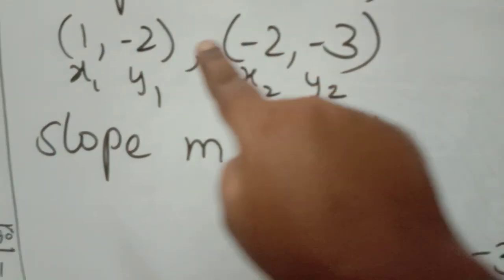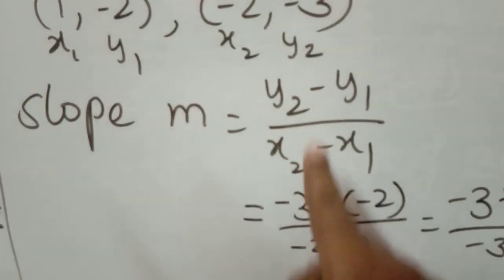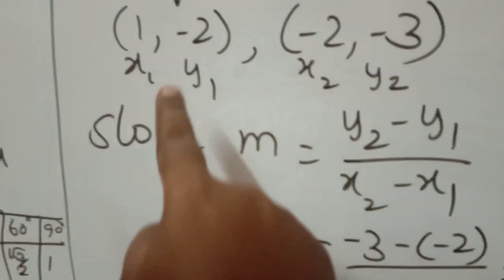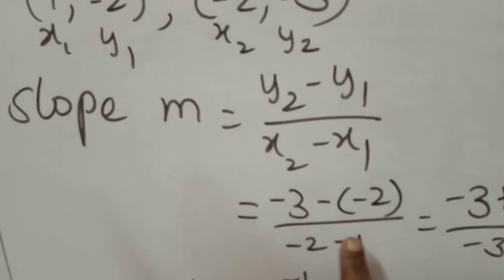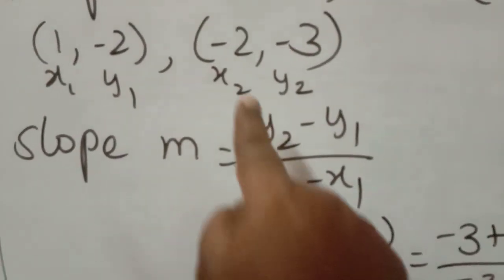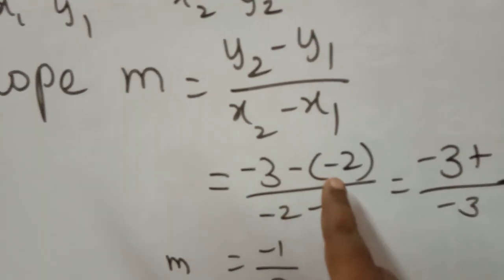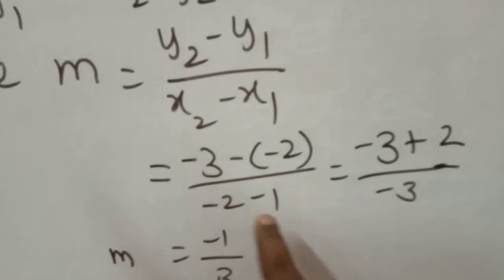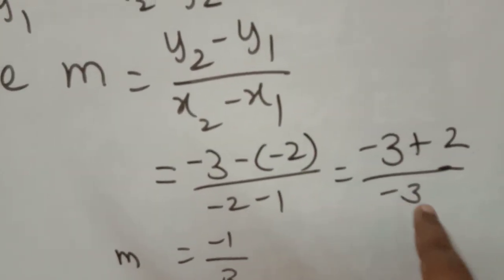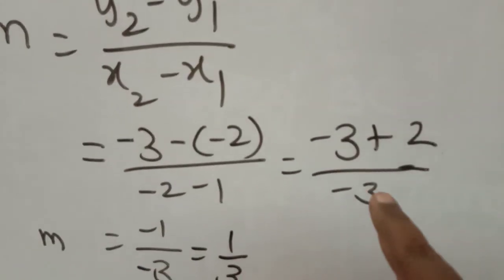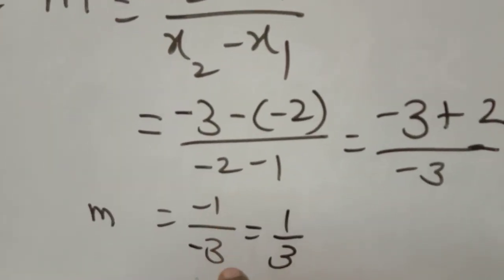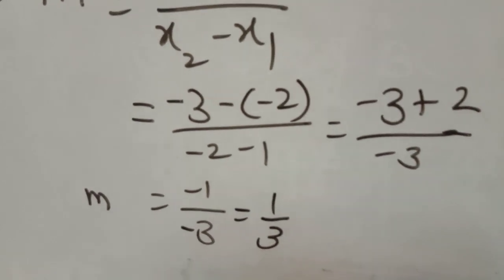So slope m is equal to y2 minus y1 by x2 minus x1. y2 is minus 3, minus, in brackets, y1 which is 2, so minus 2, by x2 minus x1: x2 is minus 2 minus 1. Minus into minus is plus, so minus 3 plus 2 by minus 2 minus 1, which is minus 3. So minus 3 plus 2 gives minus 1, by minus 3, which is equal to 1 by 3.